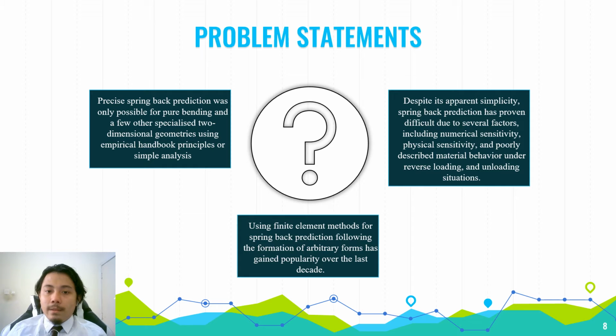So, the problems. The precise springback prediction was only possible for pure bending and a few other specialized two-dimensional geometries using empirical handbook principles or simple analysis. Using finite element methods for springback prediction, following the formation of arbitrary forms, has gained popularity over the last decade. Despite its apparent simplicity, springback prediction has proven difficult due to several factors, including numerical sensitivity, physical sensitivity, and poorly described material behavior under reverse loading and unloading situations.